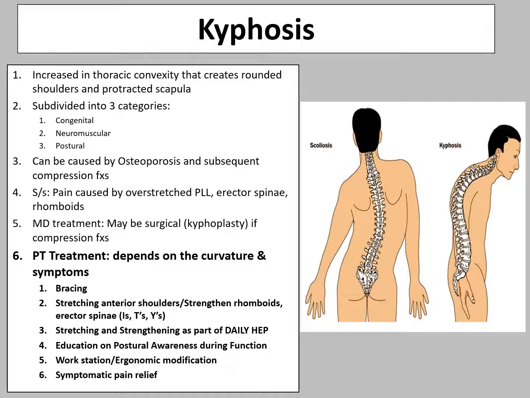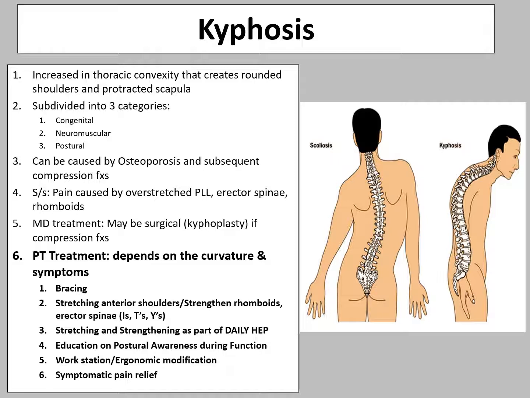In physical therapy, we're going to look to try to strengthen anything that is already being stretched. So those rhomboids, erector spinae, trying to get them more into that neutral alignment of the spine, which, depending on how long they have been in kyphosis, may or may not be possible. They may be able to use some bracing.